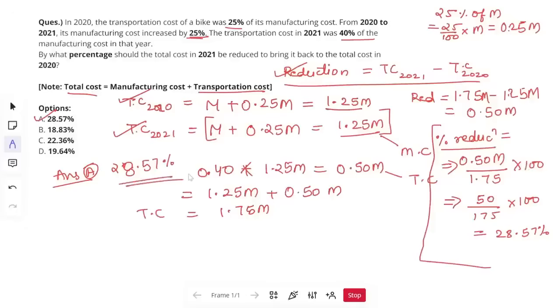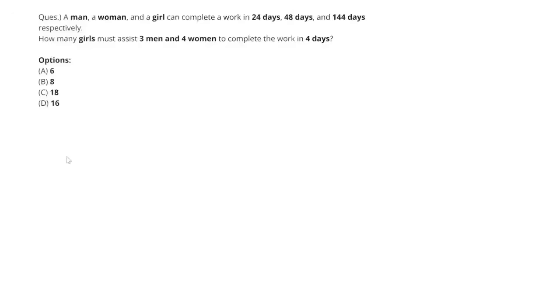Hope you have understood the logic. Moving on to the next question. Let's look at this question that we have. A man, woman and a girl can complete the work in 24 days, 48 days and 144 days respectively. How many girls must be assisting 3 men and 4 women to complete the work in 4 days?